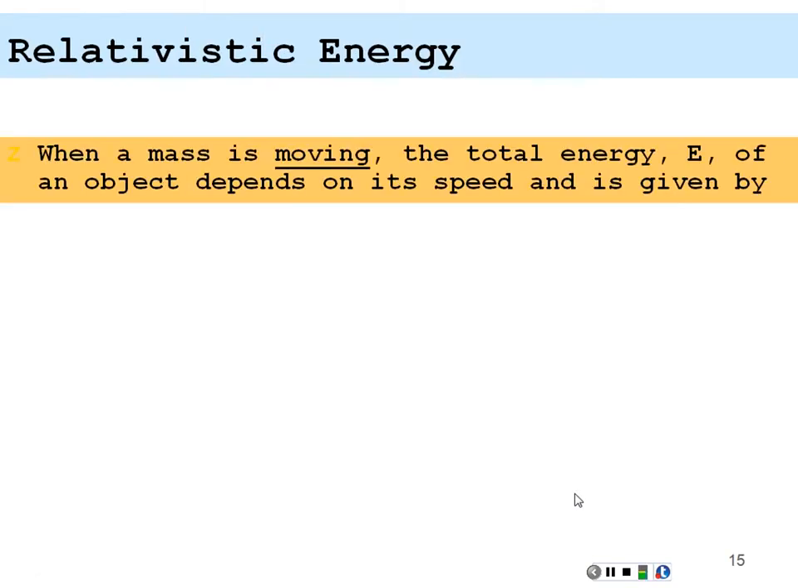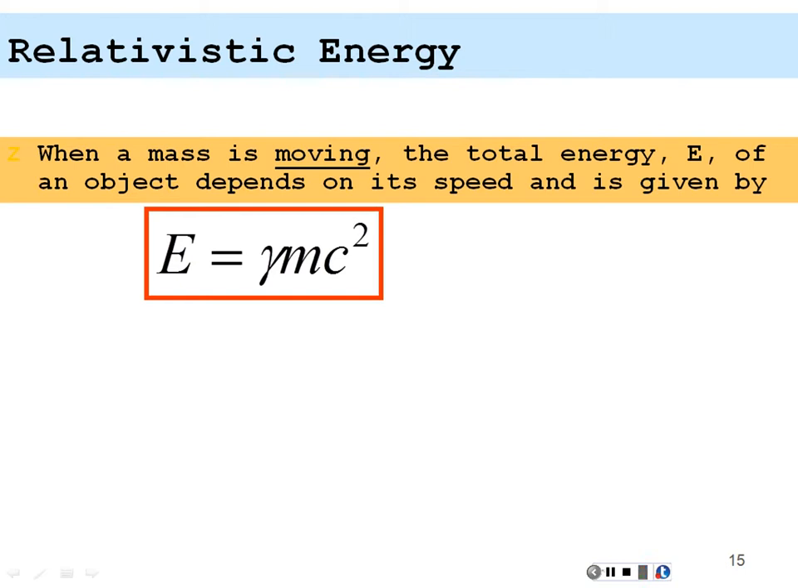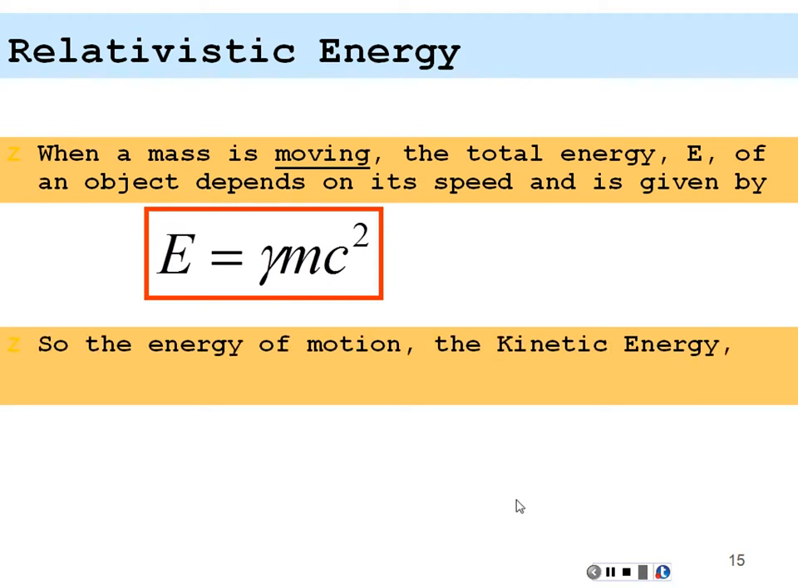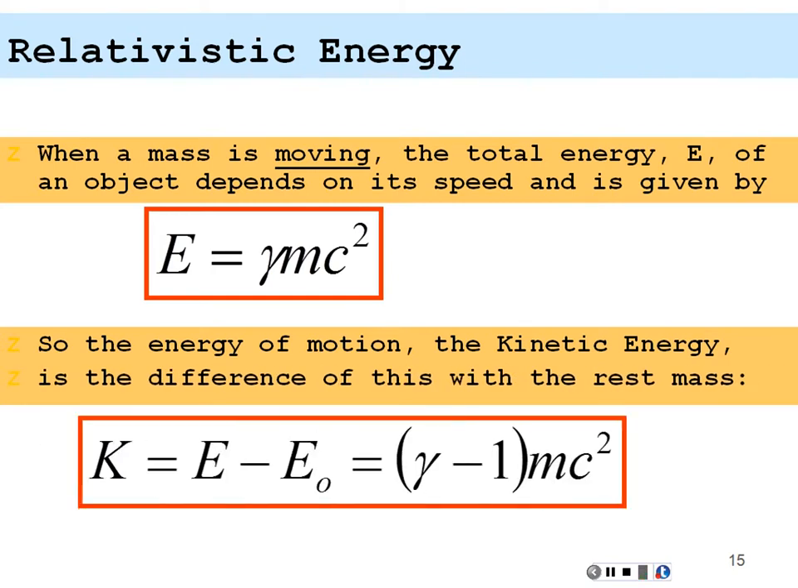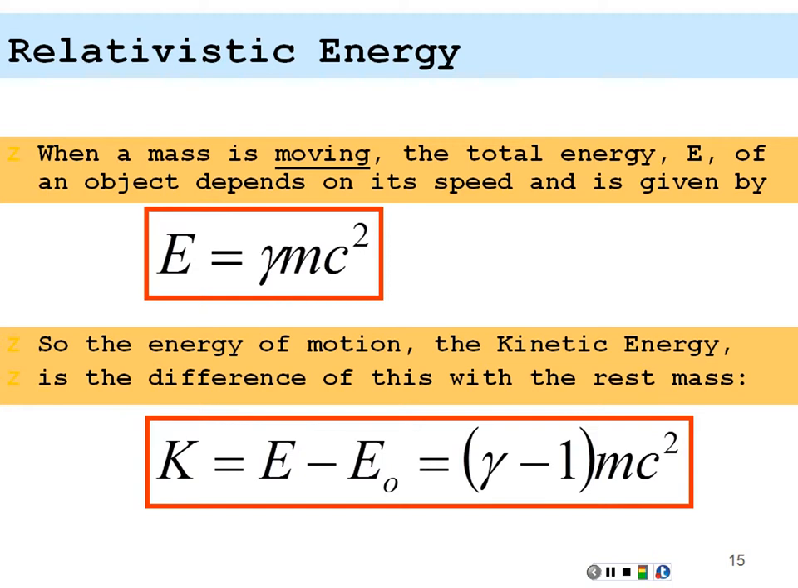When a mass is moving, it has a total energy associated with that, kinetic energy plus rest energy. It depends on its speed. The total energy of a moving particle is gamma mass c squared. So the energy of motion, just the kinetic energy portion of a particle, will be this total energy minus its rest energy. So that will be equal to E minus E naught, or gamma minus 1 times mc squared. That will be the kinetic energy of a moving particle.